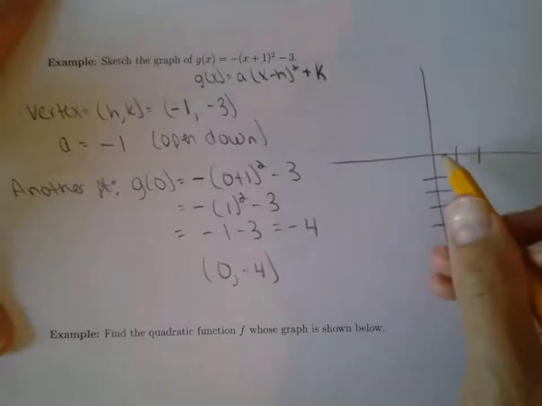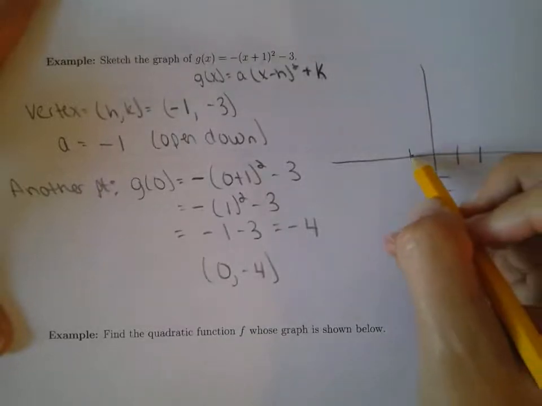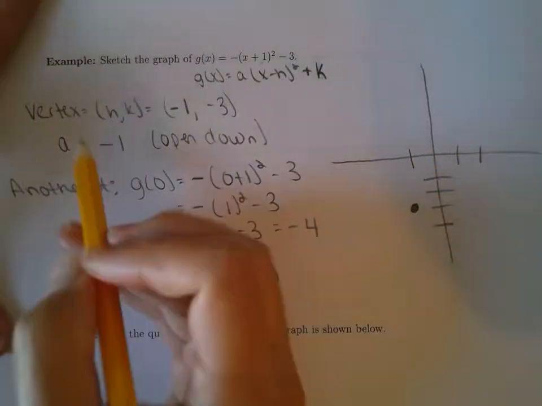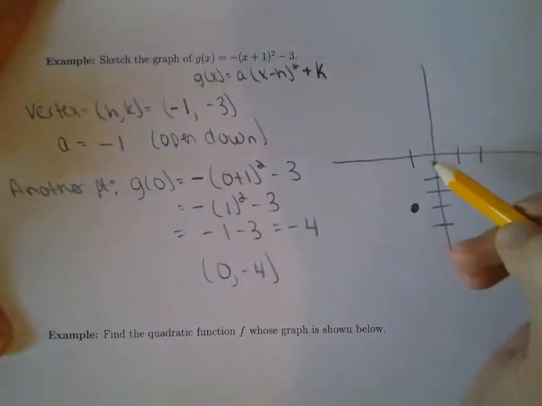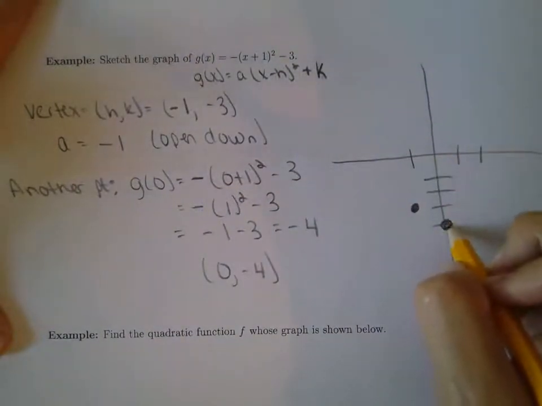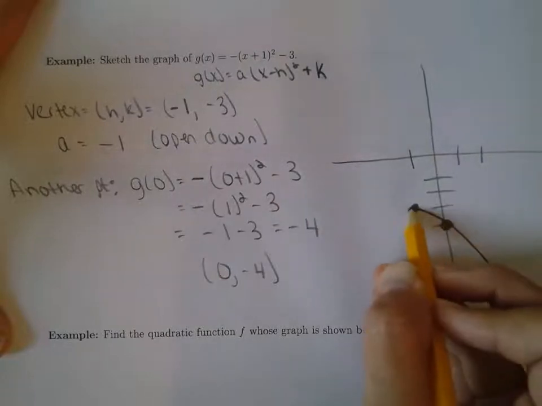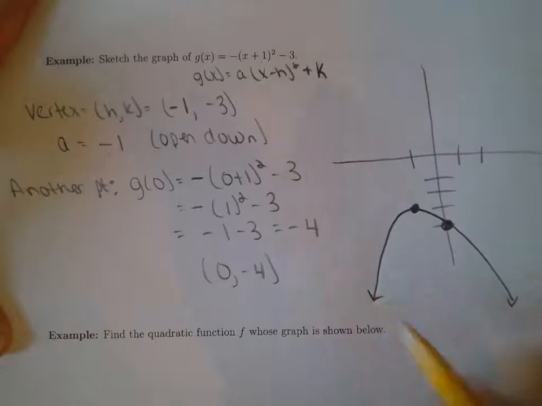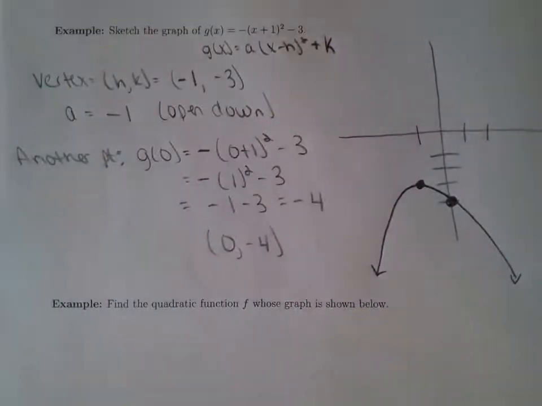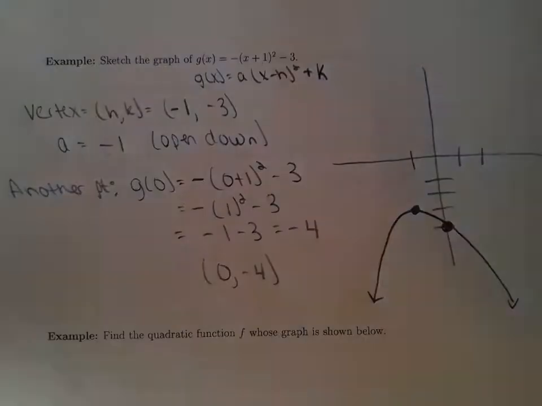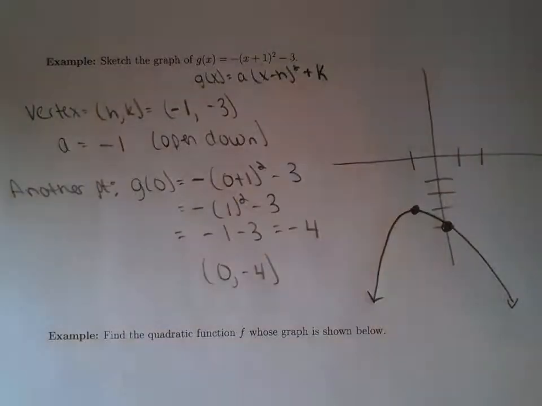Our vertex is negative 1, negative 3. Here's our vertex. We also know it opens down because a was negative. Then we also have the point 0, negative 4 here. Make it look like a parabola, so something like that, and then it needs to be symmetric on both sides. Okay, so there's our next graph. Again, we've graphed this quadratic function, and we haven't pulled out our calculator, and we have not used an XY chart.